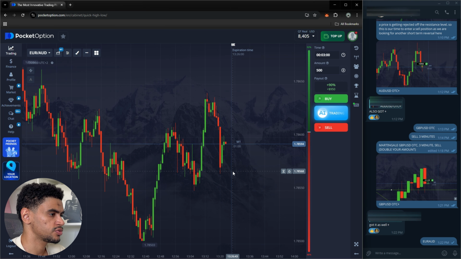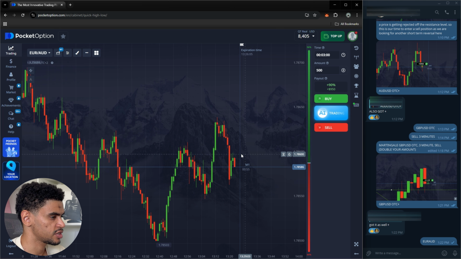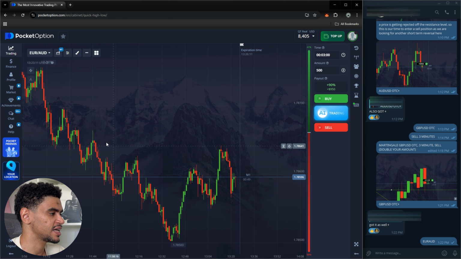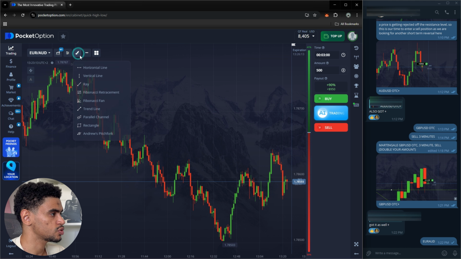Next up is going to be Euro Australian dollar. We are going to be looking to take a sell position. There is a strong level once again, so we're going to wait for the pushback on this candle. We're probably going to let this 1 minute play out, and after that we are going to place a trade.